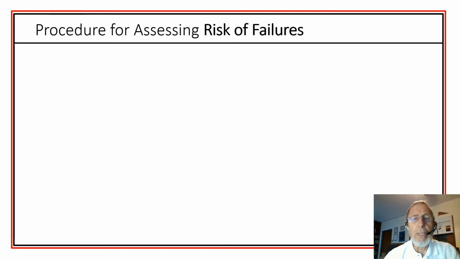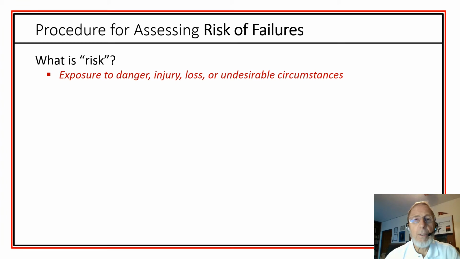But there are actually some formal procedures to use. So I'm going to be discussing today a procedure for assessing the risk associated with different failures, so we can rank them in terms of the priority for which we should be addressing these risks. So what is a risk? Well, it's simply exposure to some kind of undesirable circumstance that might result in injury, loss, danger, something. It's the possibility that something bad is going to happen.